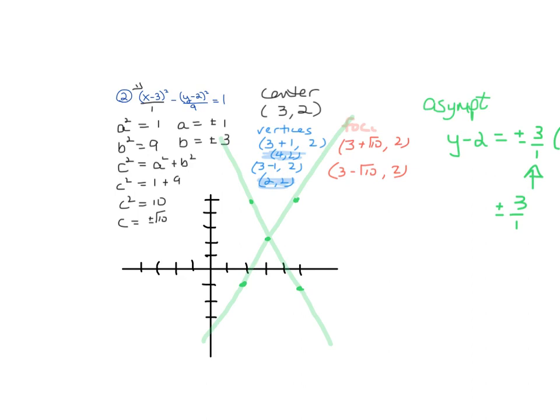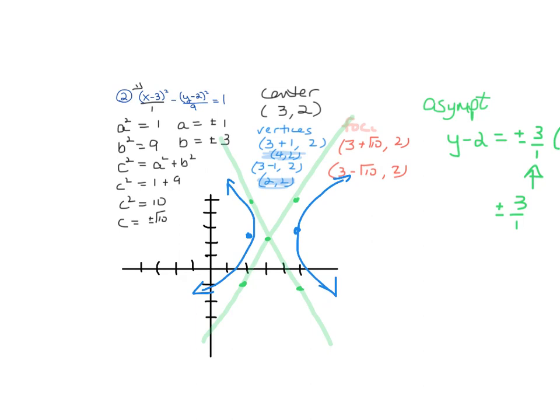You don't have to. Graph your vertices. Remember they were 4, 2. Actually, my boxes are off a little bit. Let me get rid of that box. So 1, 2, 3, 4, 2. And then 2, 2. And again, use the asymptotes as your guide.